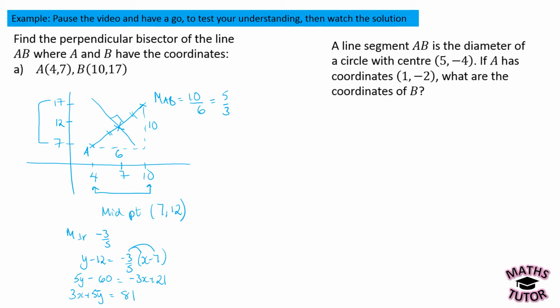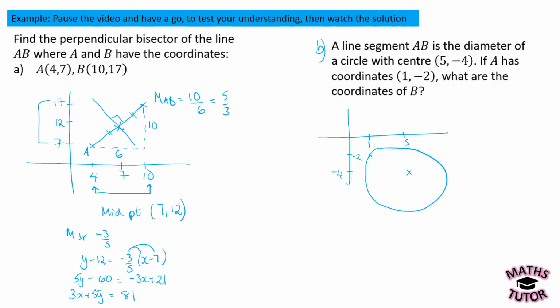So did you get that? The next question, part B if you like: a line segment AB is the diameter of a circle with centre (5, -4). So there's our centre, and if A has coordinate (1, -2), the circle goes something like this.